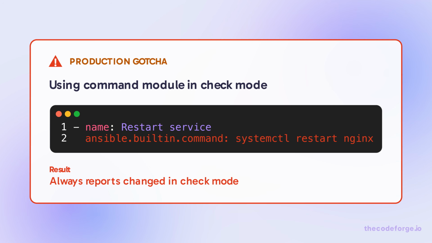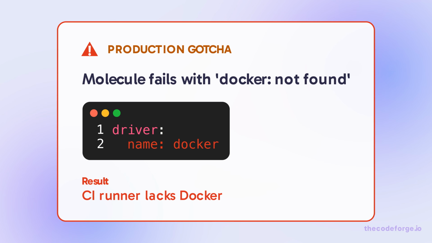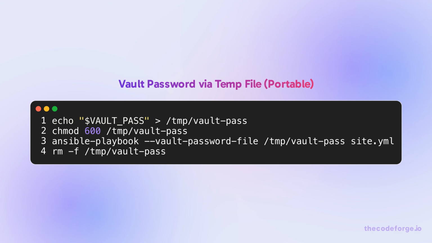Modules like command and shell do not support check mode and will always report changed. Use changed_when: false, or check_mode: no on such tasks. Molecule requires Docker. Ensure the CI runner has Docker installed and the user has permissions. Use the Molecule Docker driver. Process substitution may fail in CI shells like sh. Use a temp file with chmod 600 for portability across Jenkins and GitHub Actions.